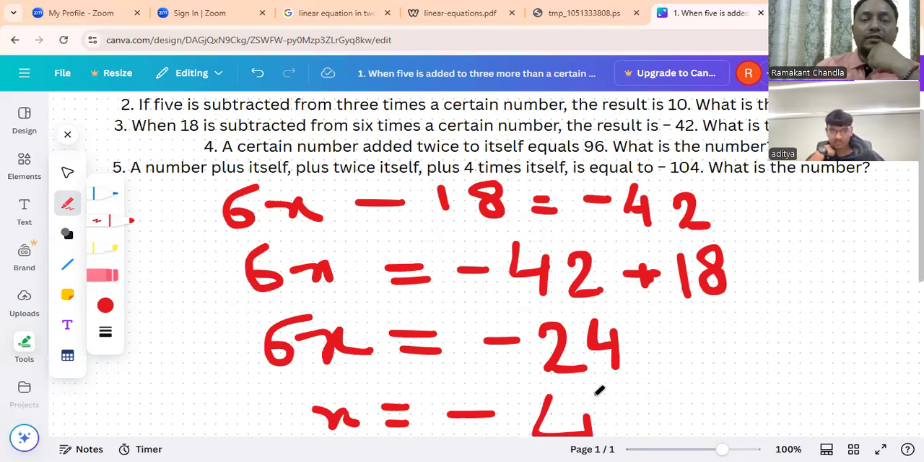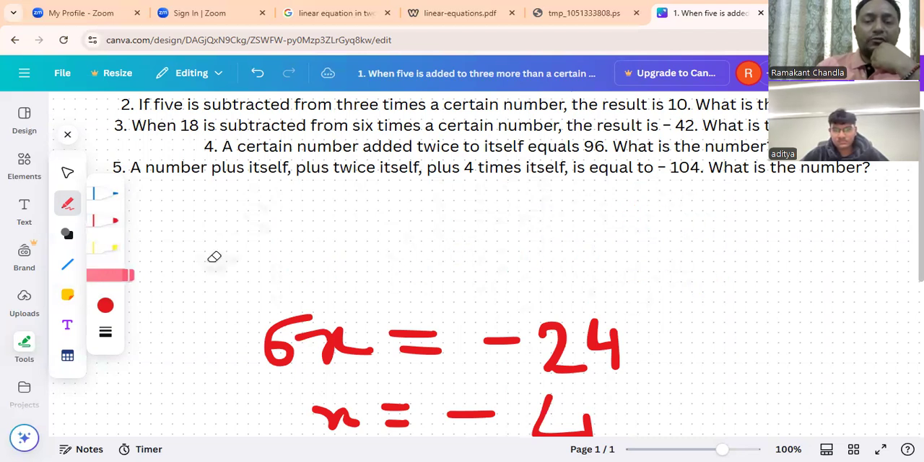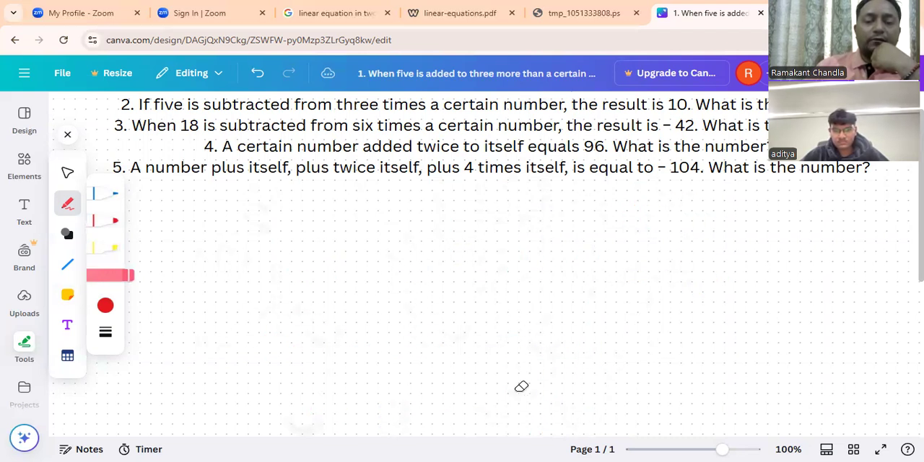For the next two questions, I just want you to make the equations and we will see how much you have learned from it. No issue. Just go for it. Question number 4. A certain number added twice to itself equals 96.